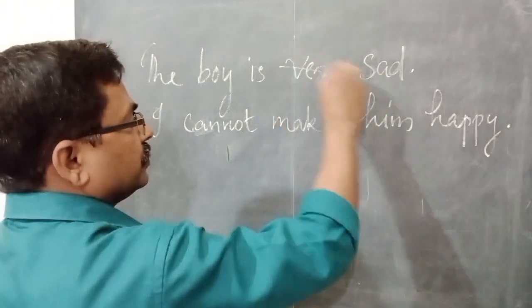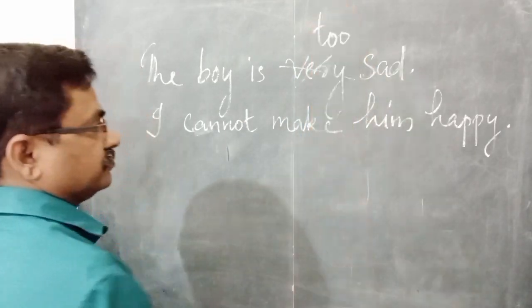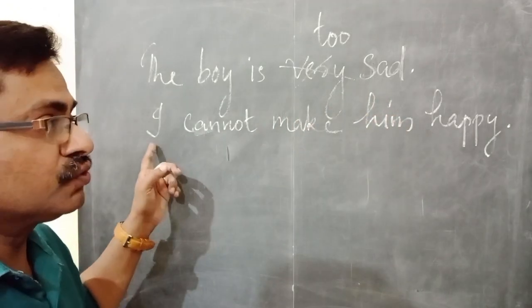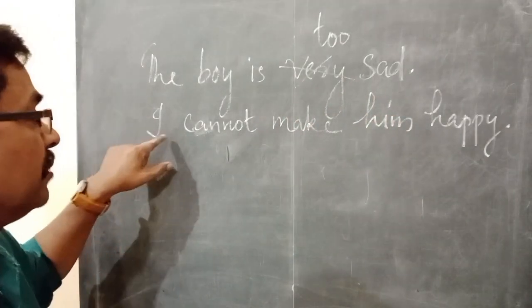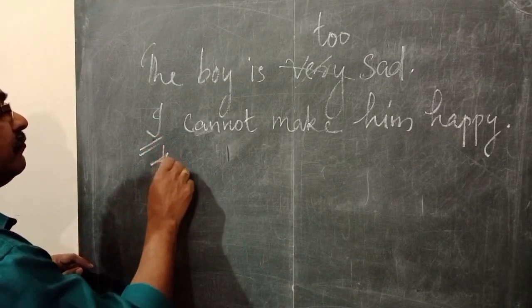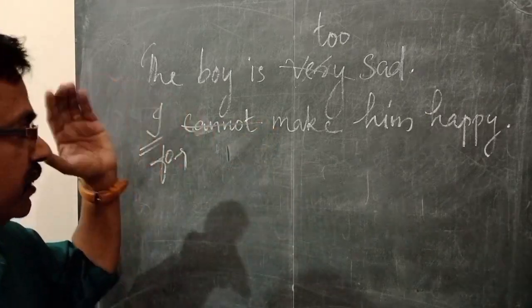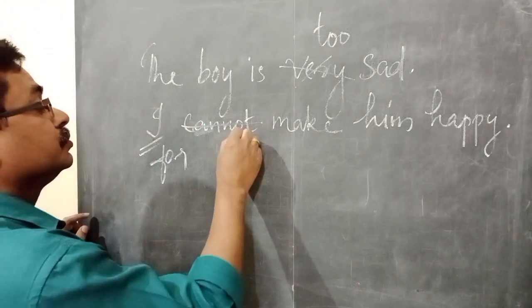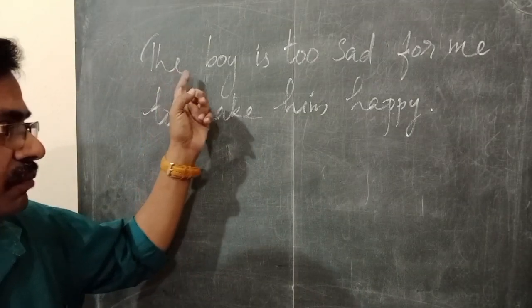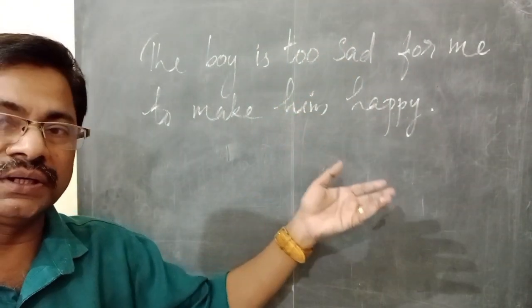As usual, we have to replace very with too. Complete the sentence, and the second sentence is different. So for plus the objective form of the pronoun should be used. What is the objective form? Me. So for me. In the place of cannot, could not, will not, did not, whatever may be, we have to use to. Then what will we get as the answer? The boy is too sad for me to make him happy.